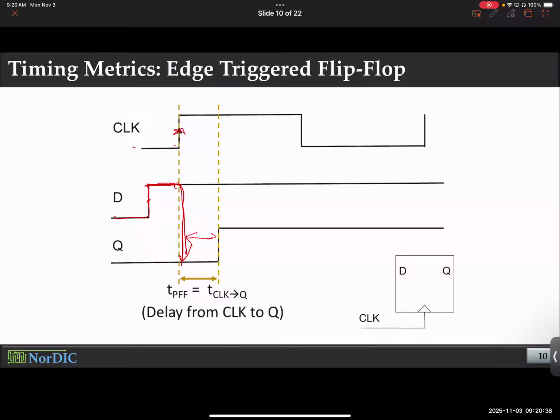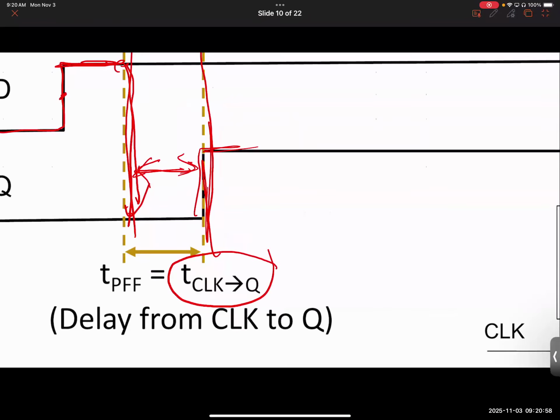So you start your stopwatch when the clock edge appears, and then you stop when the output actually stabilizes. So you look at the edge of the clock up to whenever the output changes. This is your clock to Q delay, and oftentimes it is written this way. I hope you can see that clock to Q delay.